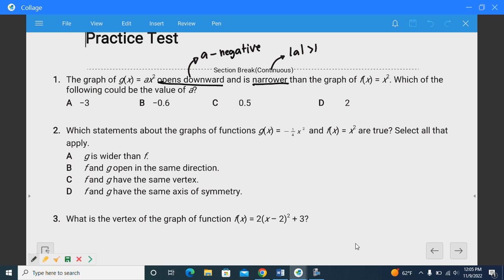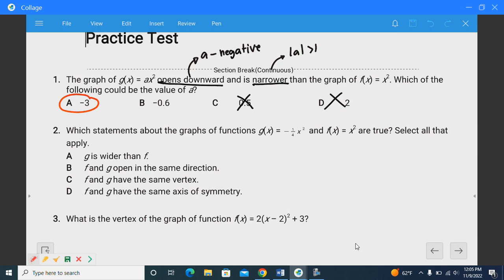So it should be negative, so these choices are not included because we are looking for a negative number. A and B, which of the following absolute values would make it greater than 1? Obviously, the answer here is A.